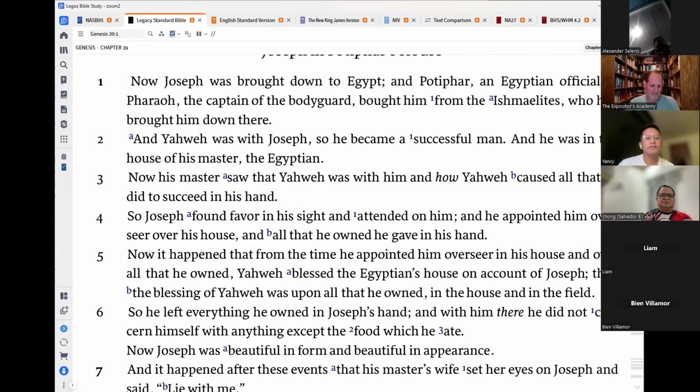Verse 3. Now his master saw that Yahweh was with him, and how Yahweh caused all that he did to succeed in his hand. So Joseph found favor in his sight and attended on him, and he appointed him overseer over his house, and all that he owned he gave in his hand. Now it happened that from the time he appointed him overseer in his house and over all that he owned, Yahweh blessed the Egyptian's house on account of Joseph. Thus the blessing of Yahweh was upon all that he owned in the house and in the field.